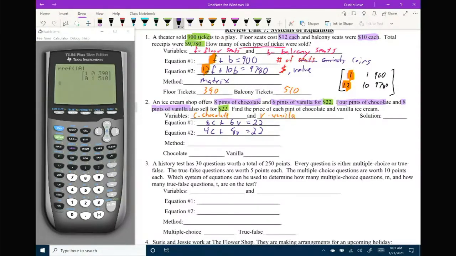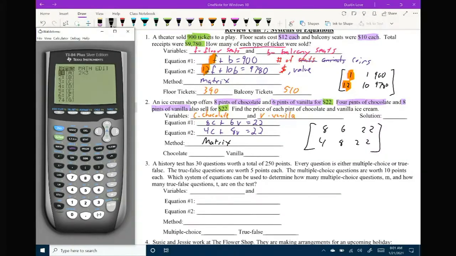Okay, let's go ahead and turn this into a matrix because it's in standard form as well. So then I'm going to get 8, 6, 22. 4, 8, 22, remembering that chocolate is in the first column and vanilla is in the second column. Going back to the matrix menu, over to edit. I'm going to press enter on the dimensions because they're already in there, and then I'm just going to overwrite them. So 8, enter, 6, enter, 22, enter, 4, enter, 8, enter, 22, enter.